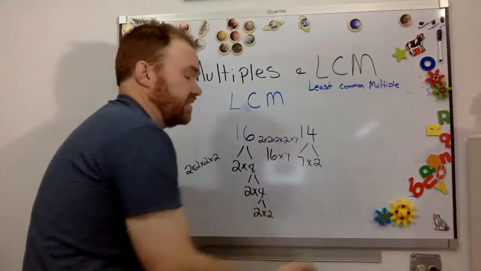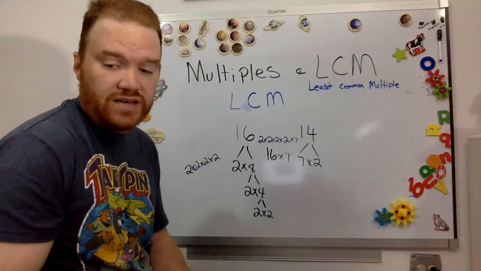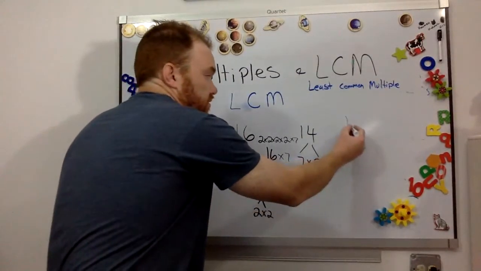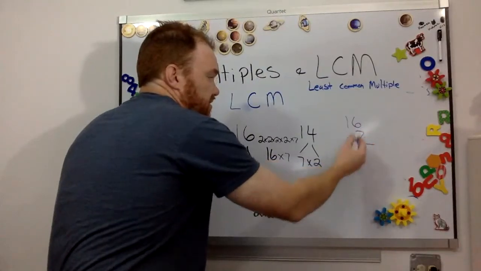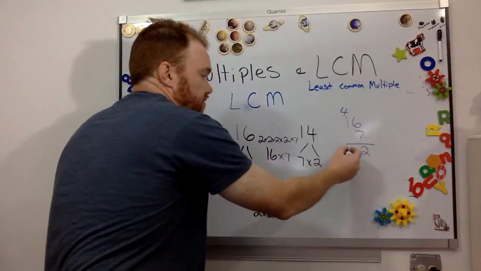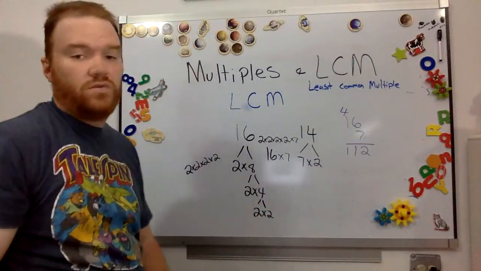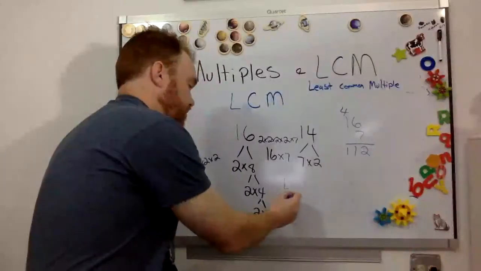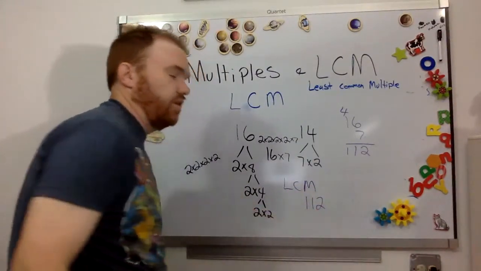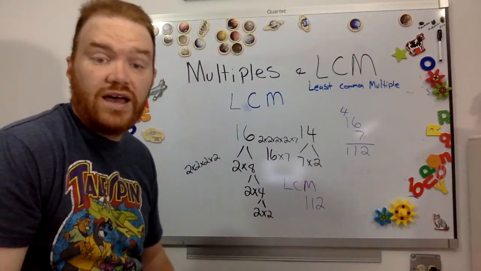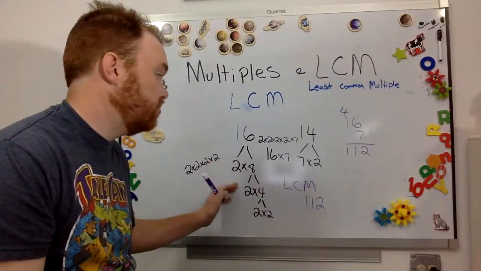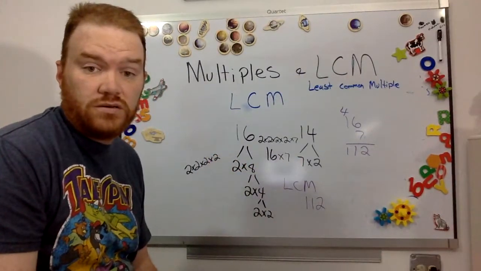So what is 16 times 7? Maybe I go ahead and do that on a little scratch page out here. 16 times 7. 6 times 7 is 42. 7, 8, 9, 10, 11. 112. LCM would be 112.